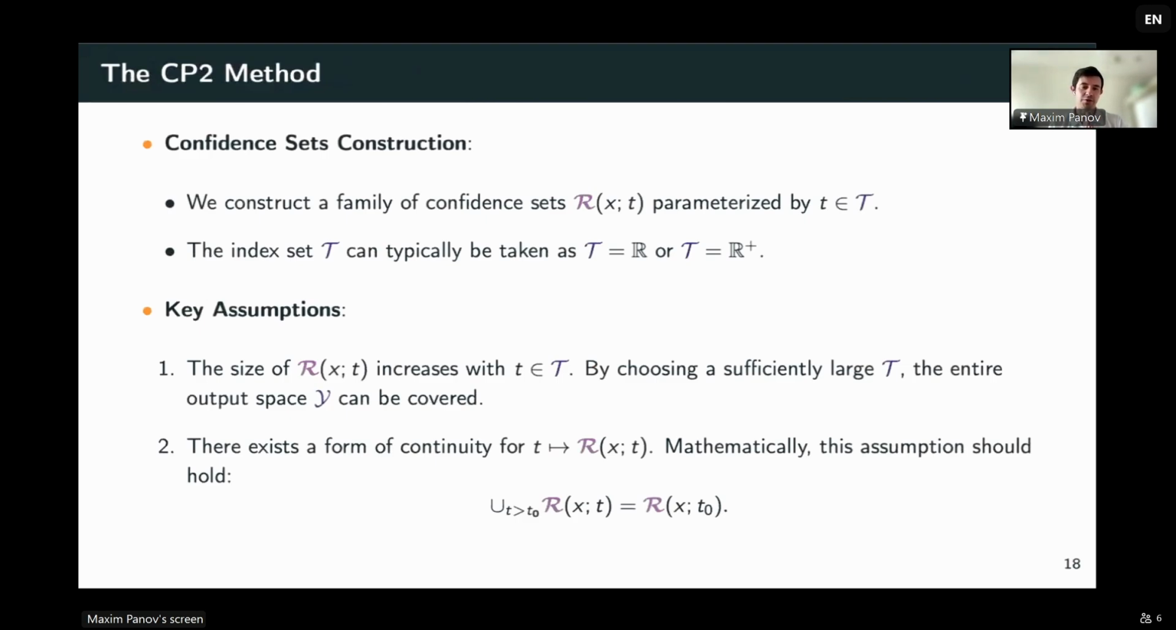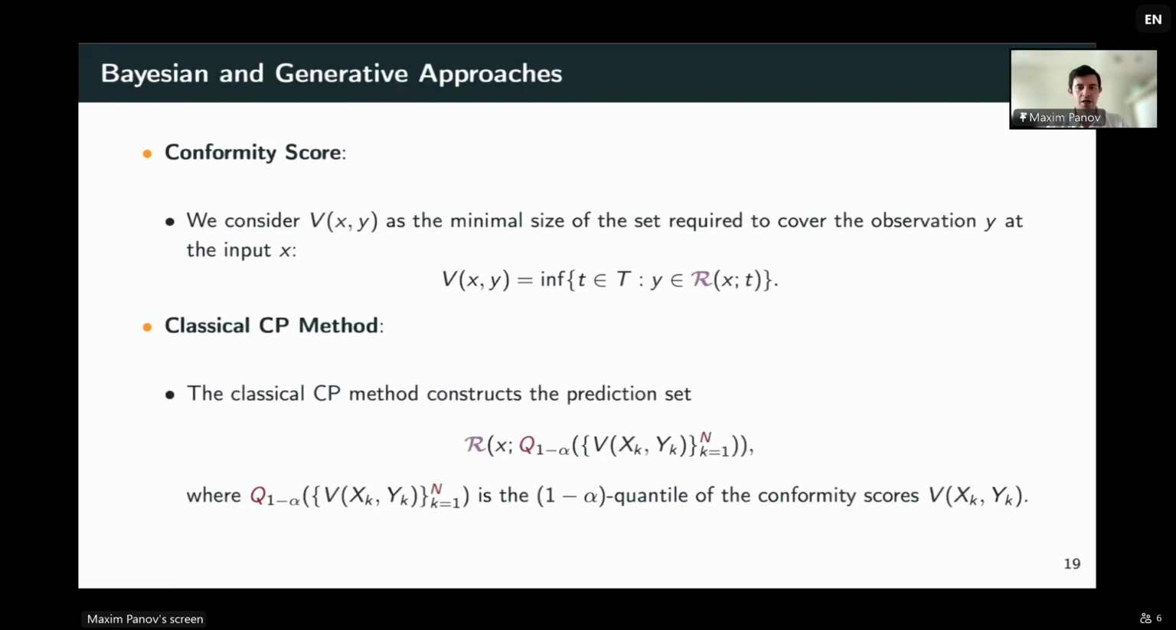A few words about our construction. Again, we have the sets R parameterized by t, and we assume that the set size increases with t, and for sufficiently large t, we can cover the entire output space. Our score function will be the same as in PCP: the minimum t such that the value y is covered by the set. And what PCP does is apply the classical conformal prediction method, so basically it just computes the quantile of the scores.